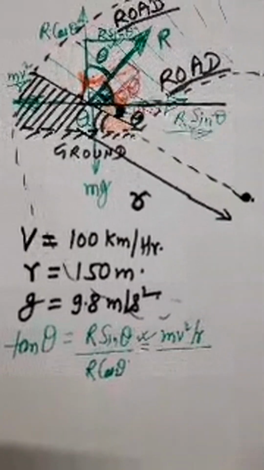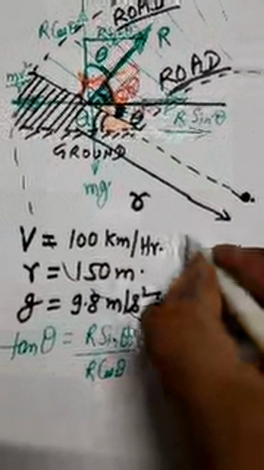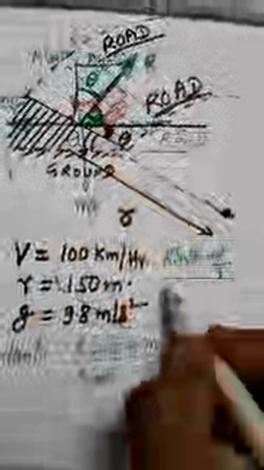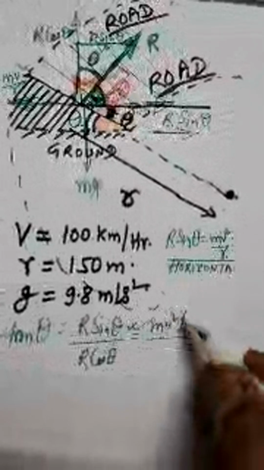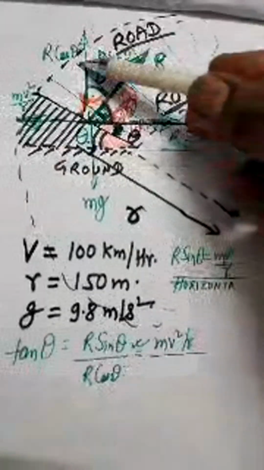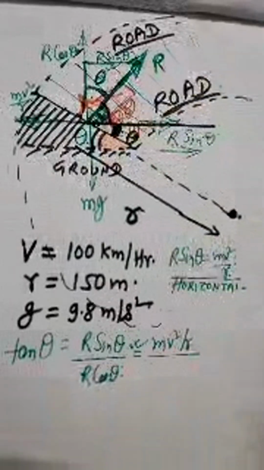So we have written tan theta is equal to mv square by r, right? Because this is the horizontal component which are equated. These are acting in the horizontal direction. R sin theta is equal to mv square by r. So that's why in place of R sin theta we placed mv square by r, right? And in place of R cos theta we can see R cos theta is equal to mg, right?